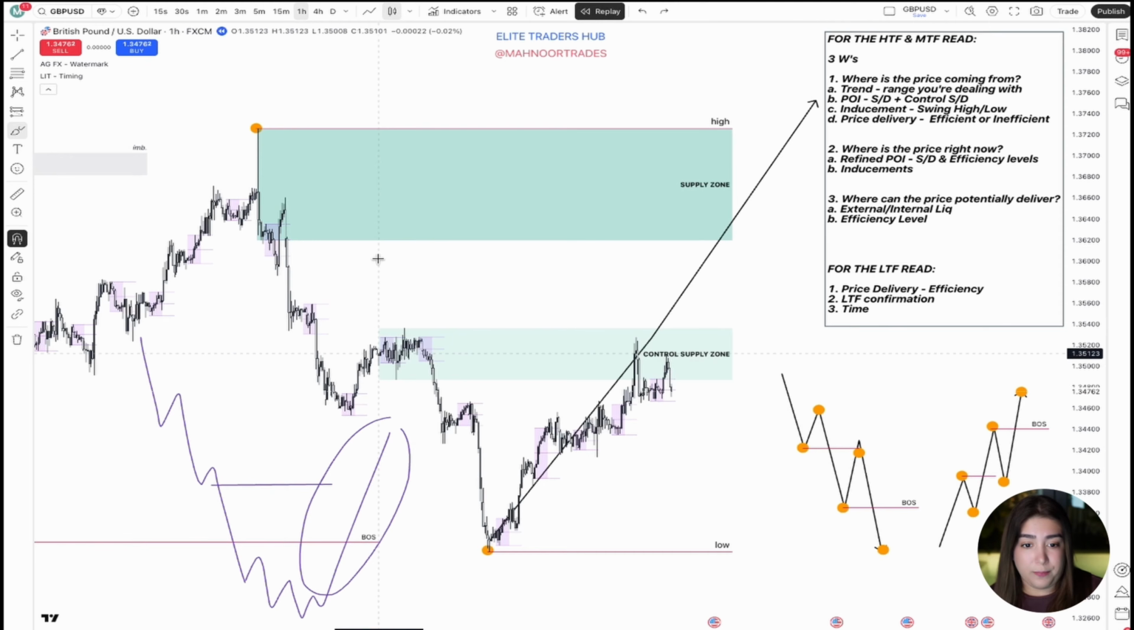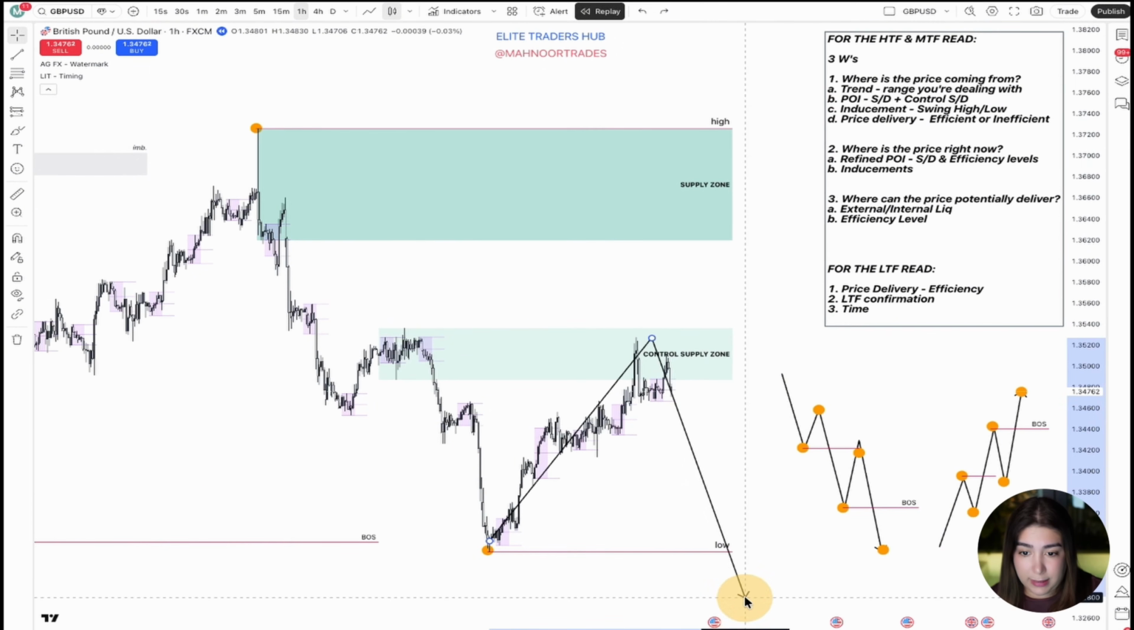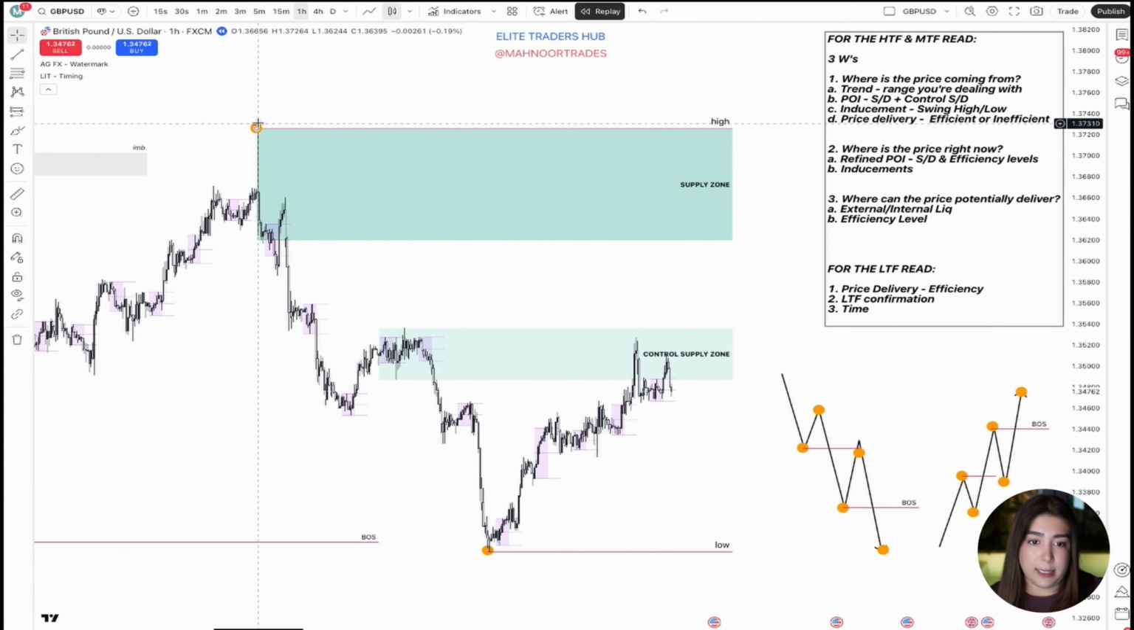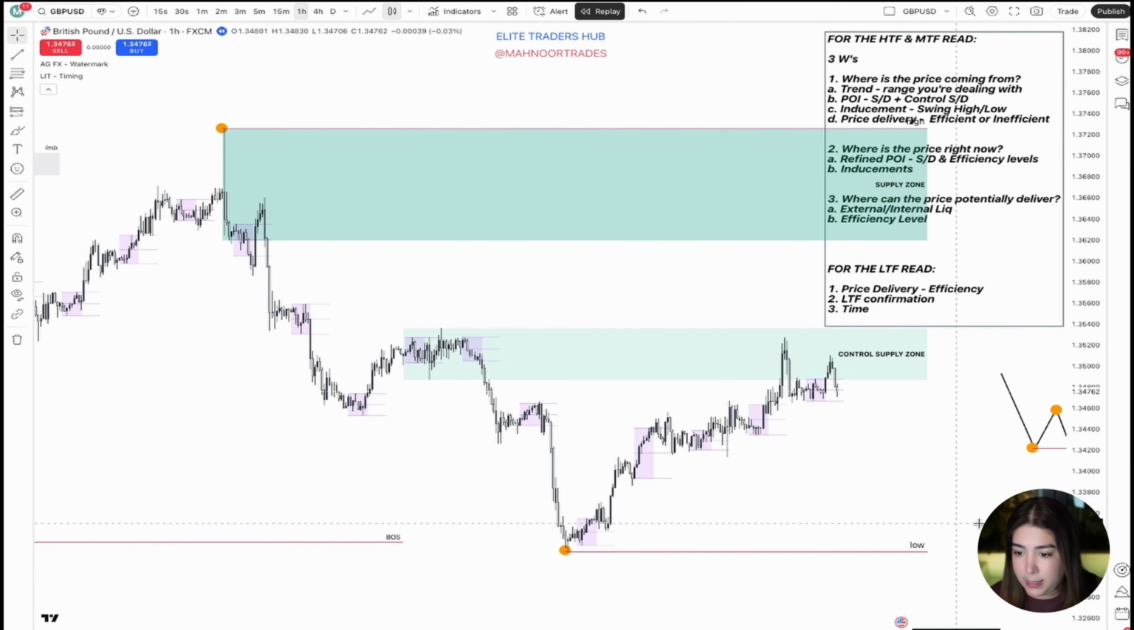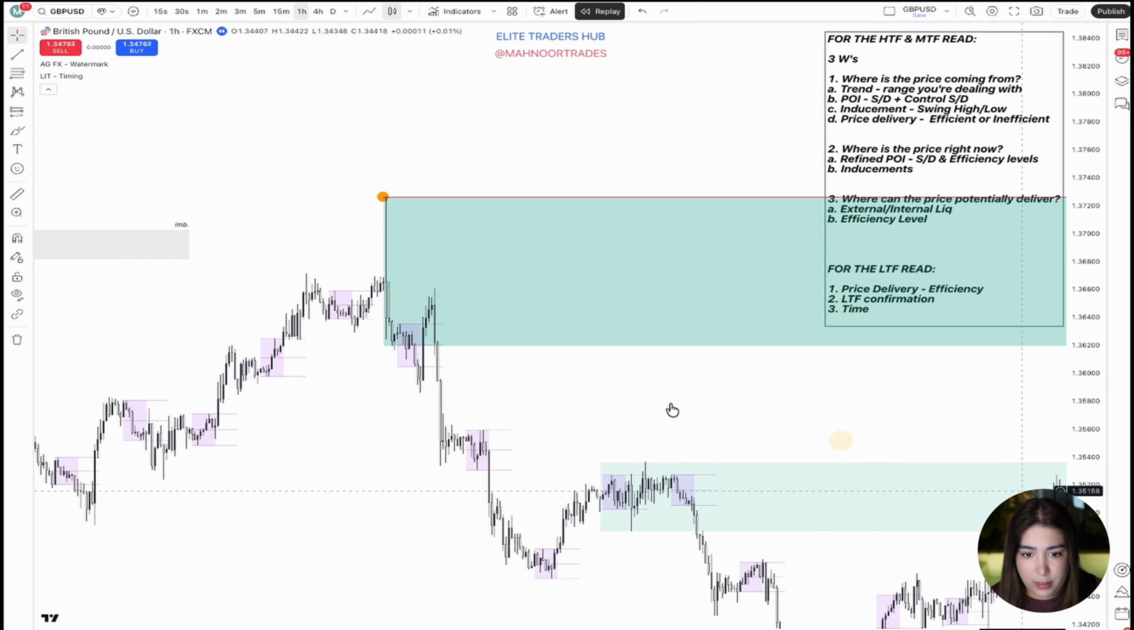So what I want to see, if I want the price to create a new low, which basically means if I want the price to do something like this, is good price delivery from this swing high. So let's dive into it a bit deeper, okay? Let's see if price is actually delivering well.